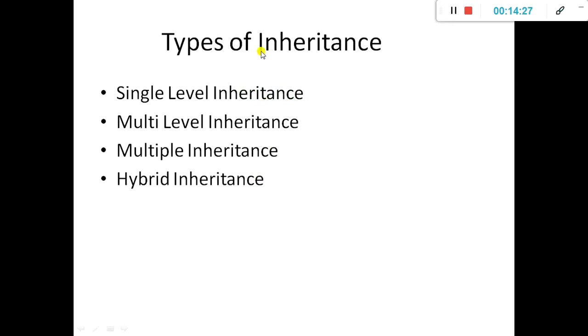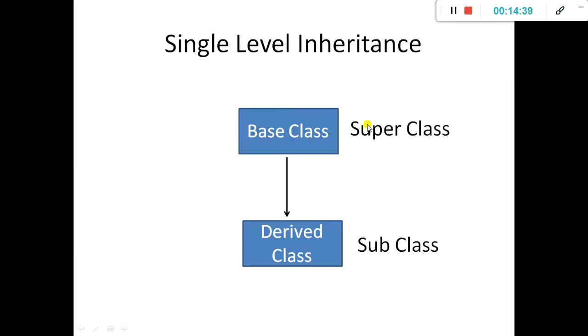Now there are different types of inheritance: single level, multi-level, multiple and hybrid. Now we'll see how single level inheritance looks. In single level inheritance, we have a class that is also called a base class or a super class, and you have another subclass or derived class which inherits from the base class. So one base class and one derived class: that is single level.